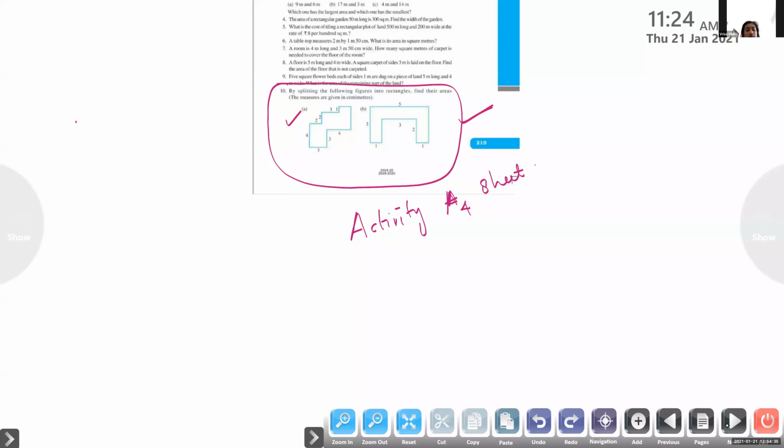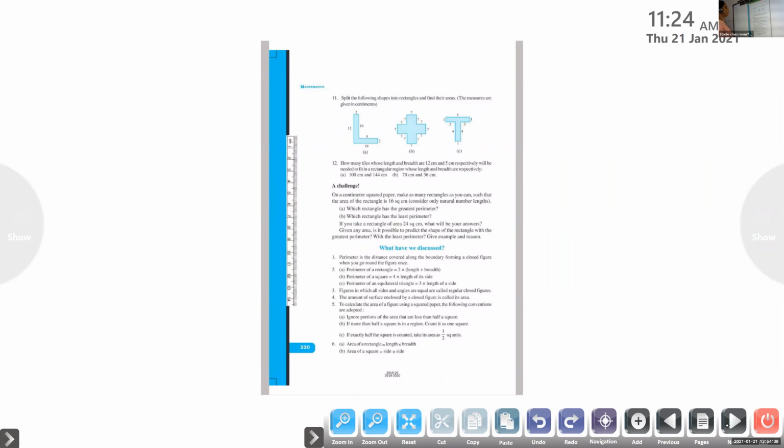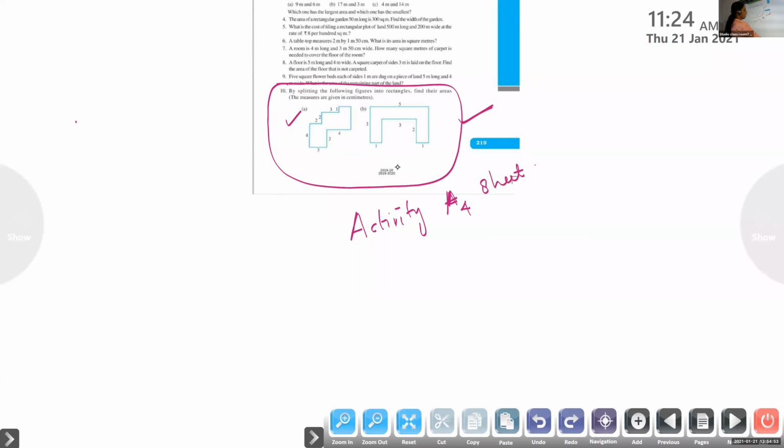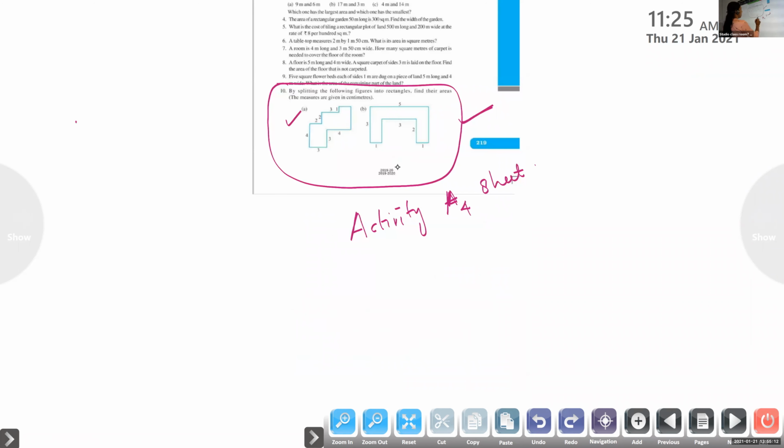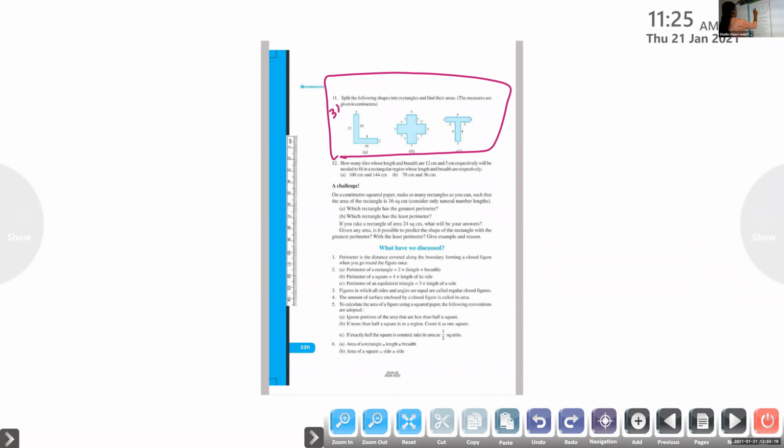Yes. Okay. Now, one more is there. If you want this also, you do this also. Same figure. So there are two figures. One is this, and the other is in the next page. 11th question. Ma'am, can we choose any two figures from this? No, 5 figures. Now totally how many figures are there? 5. 1, 2, next page also 3, 4, 5.